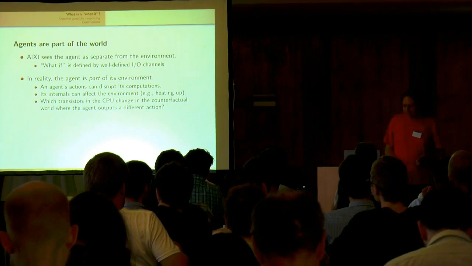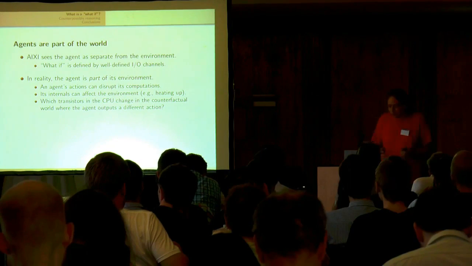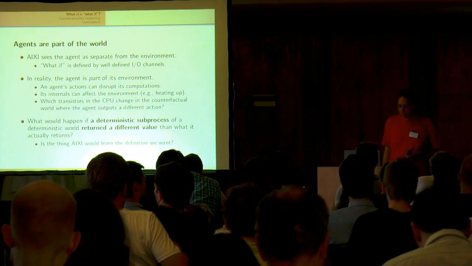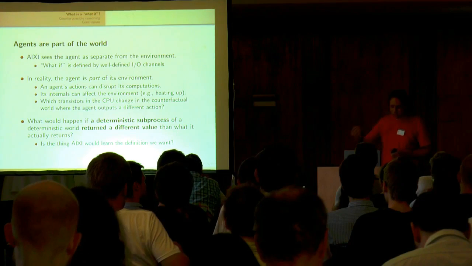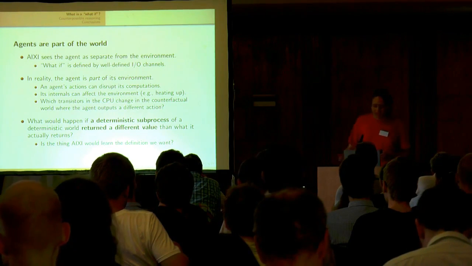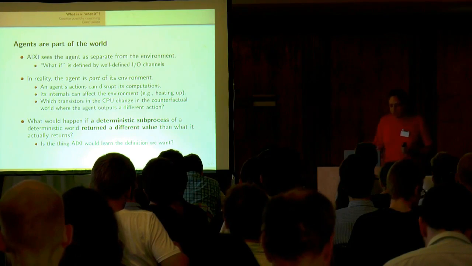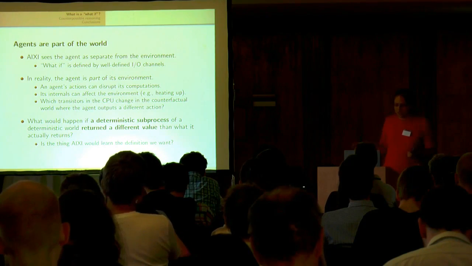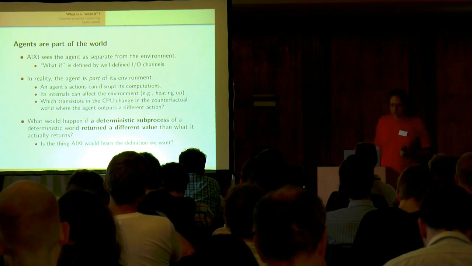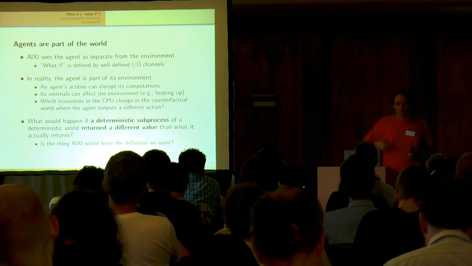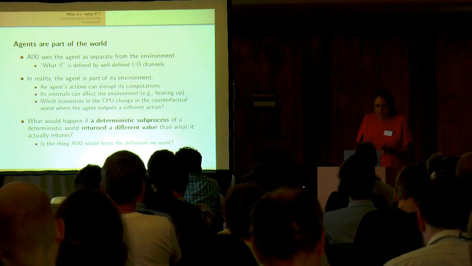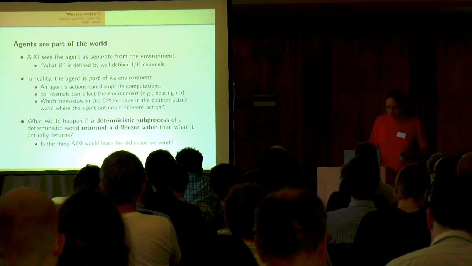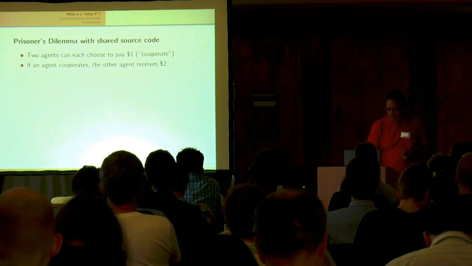And we want to understand how the definition of what-if is going to interact with that knowledge. So it seems to us that the question we would like to ask is: what would happen if a deterministic subprocess in a deterministic physics returned a different value than what it actually returns? Given what we think is the right way of answering that question, we can then ask: is the thing that AGI actually learns the definition that we want?